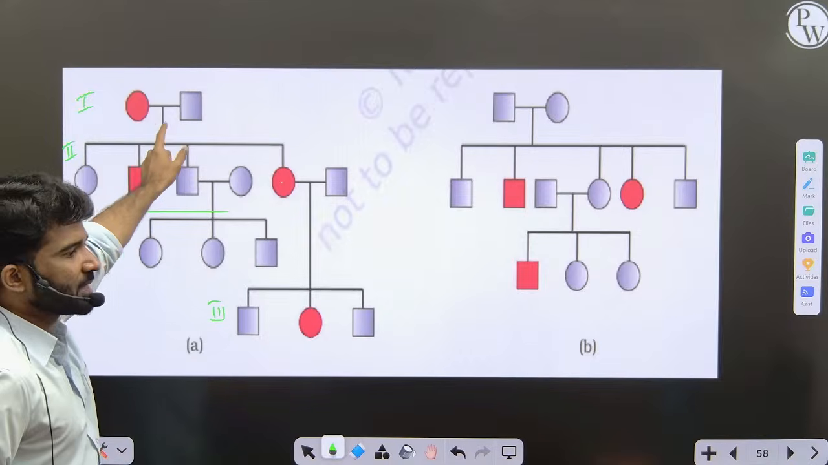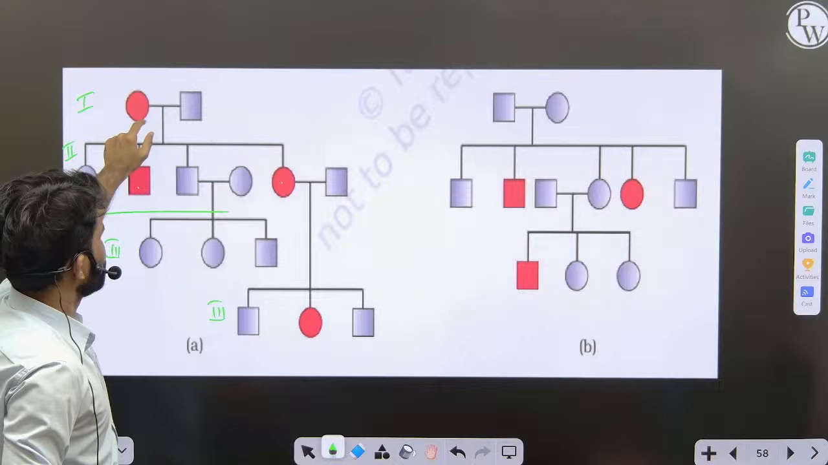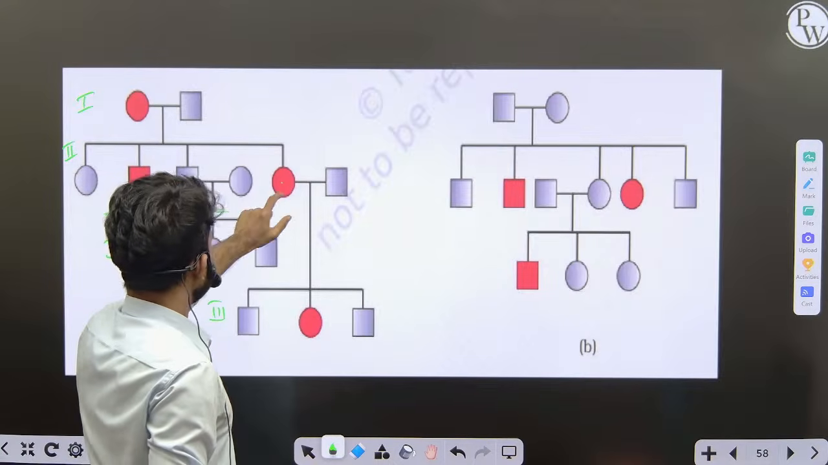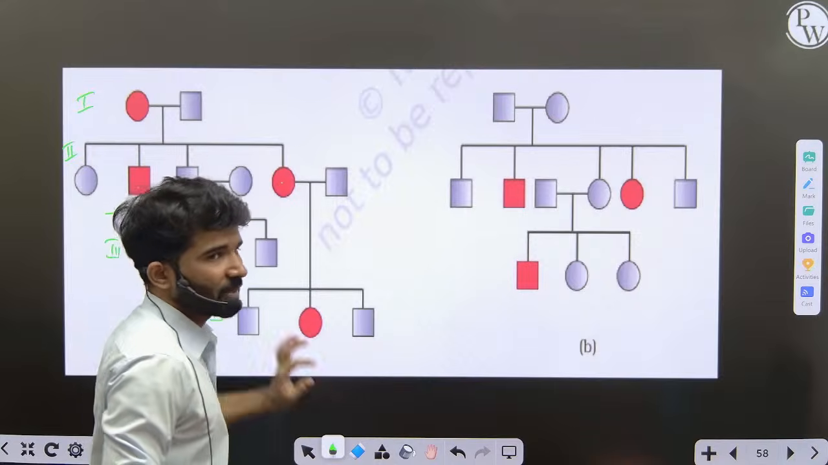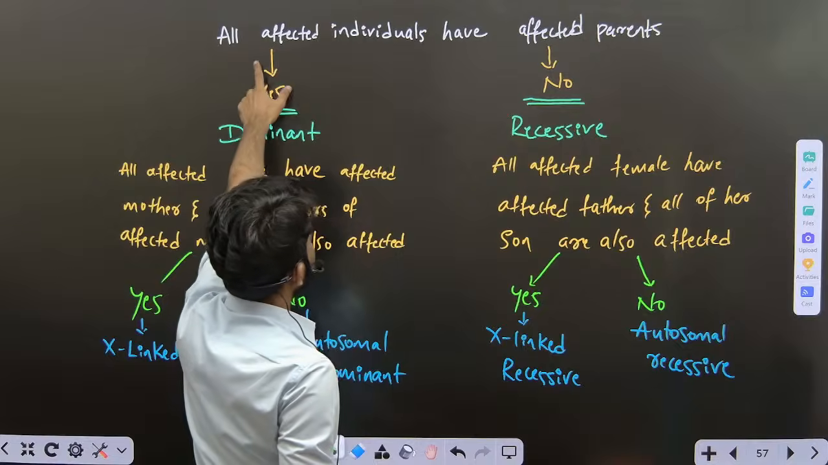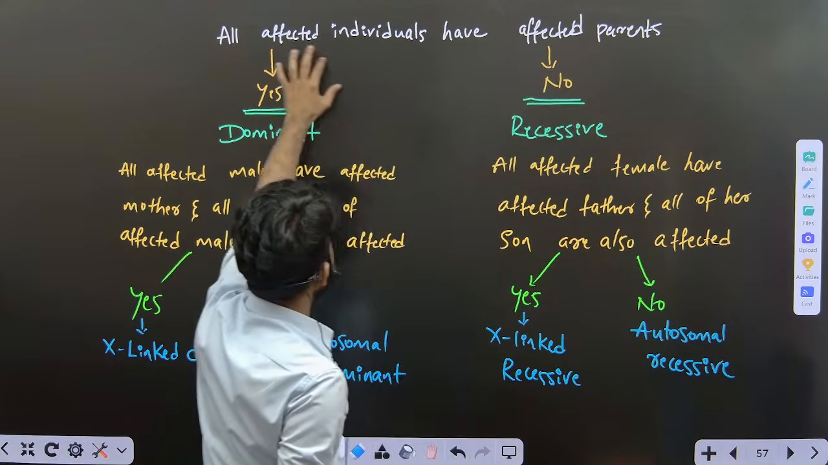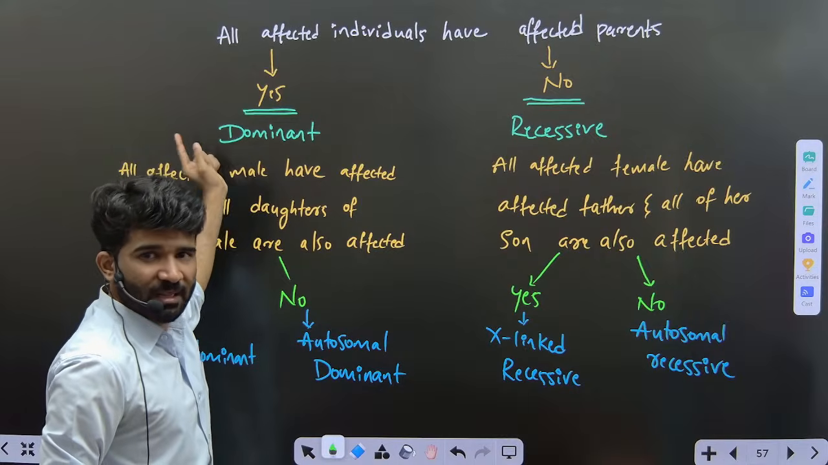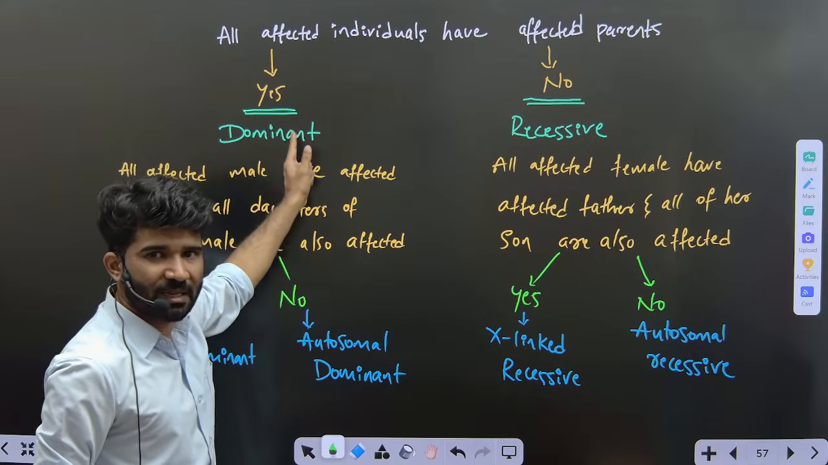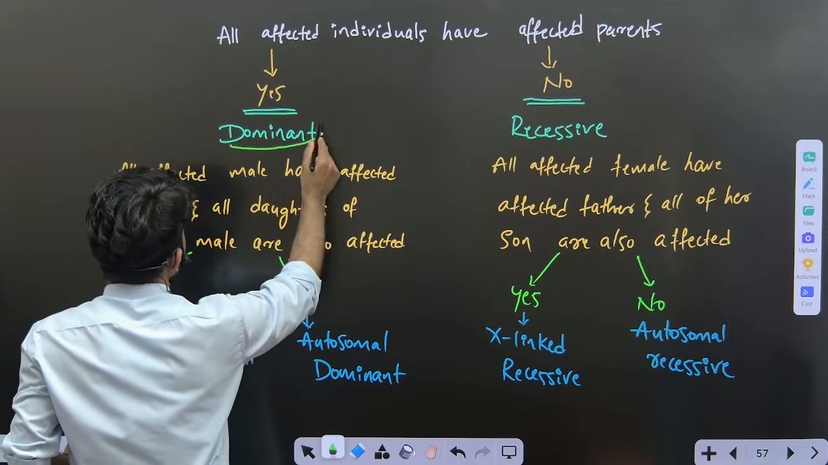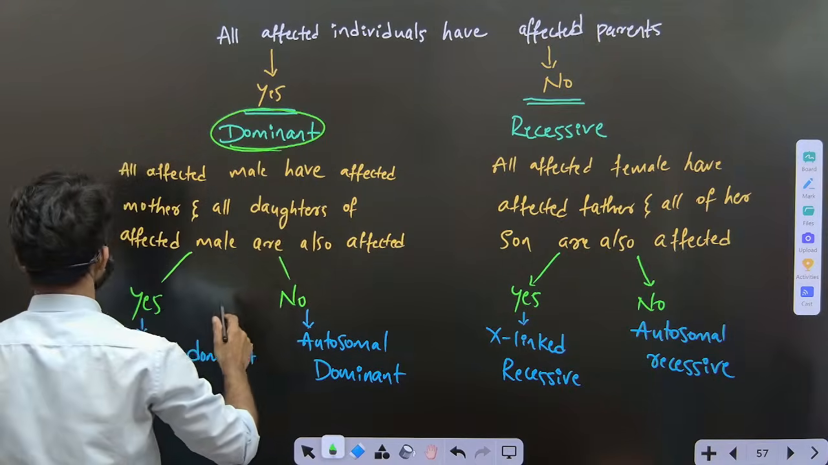So what does the statement say? All the affected individuals have affected parents. Yes, it obeys. If it is yes, definitely it is dominant, either autosomal dominant or X-linked dominant. Right. Now we know that the pedigree chart is dominant.